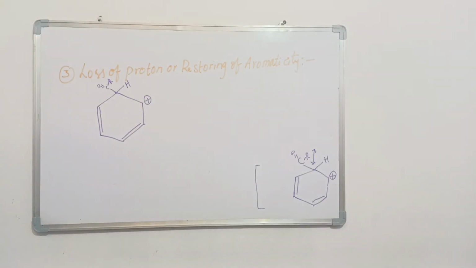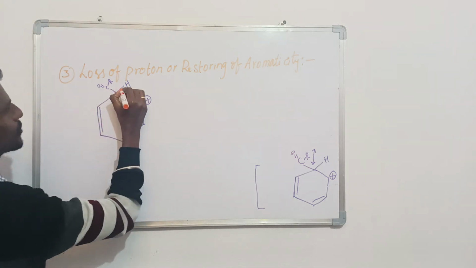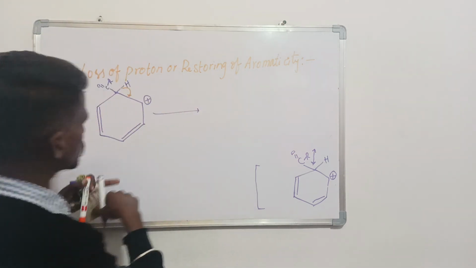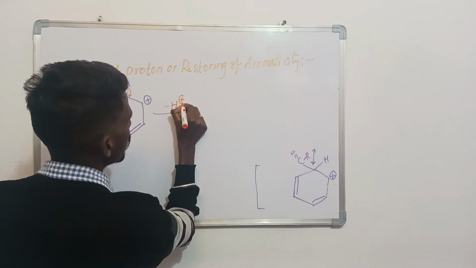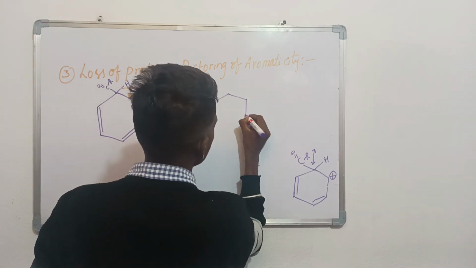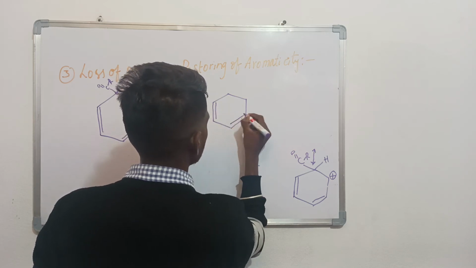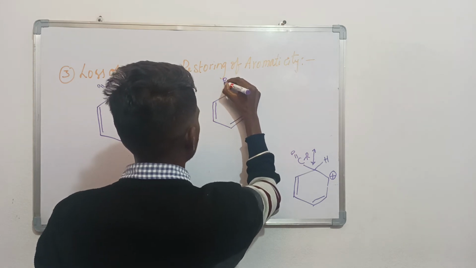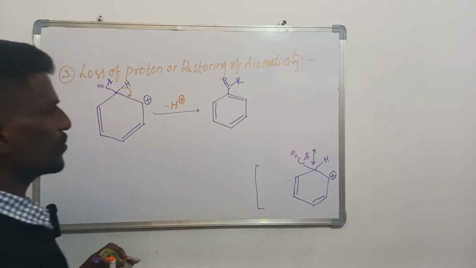To restore the aromaticity, the bond shifted towards the ring and it will be converted into the end product by the elimination of this H plus ion. Then it will get this structure, that is acyl benzene.